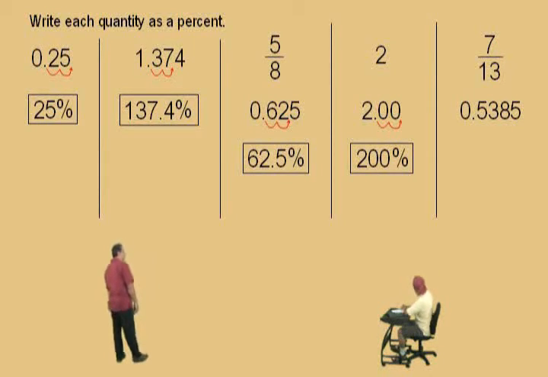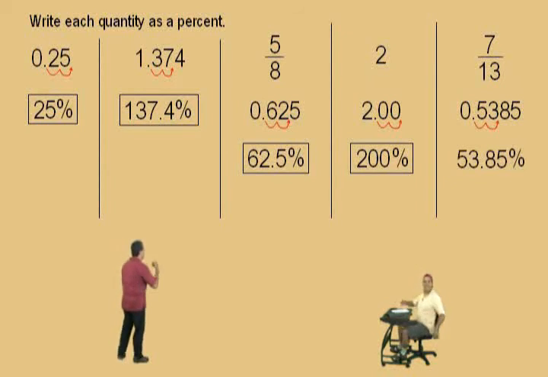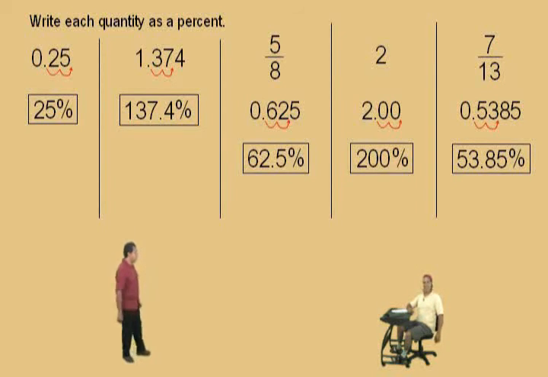There you go, Charlie. Now, what do we do with the decimal? Move right. That's right. So that gives us 53.85%. And notice our percentage is rounded to the nearest hundredths.